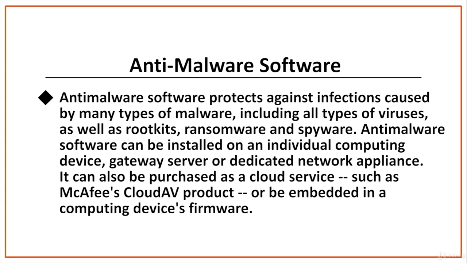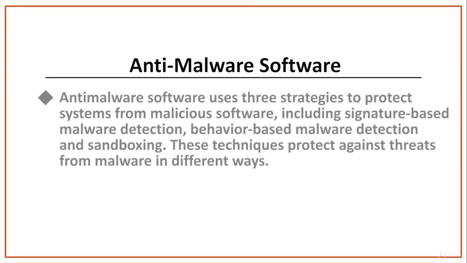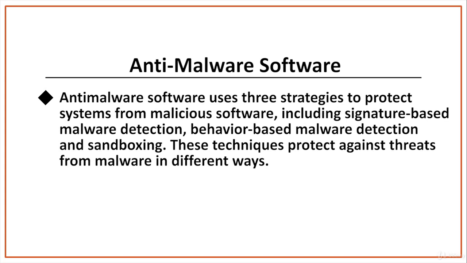It can also be purchased as a cloud service such as McAfee's Cloud AV product or be embedded in a computing device's firmware. Anti-malware software uses three strategies to protect systems from malicious software, including signature-based malware detection, behavior-based malware detection, and sandboxing. These techniques protect against threats from malware in different ways.